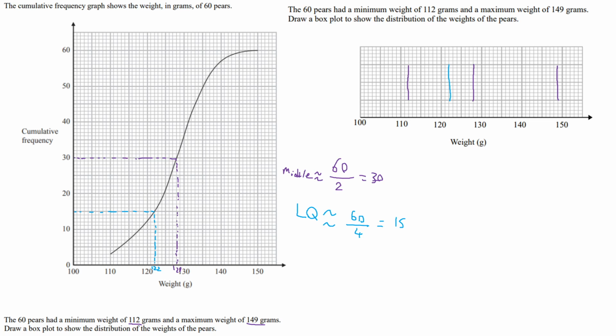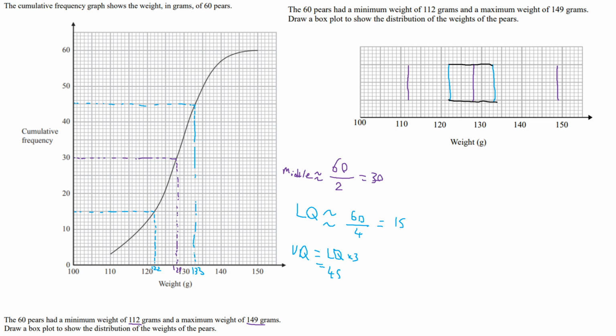Fantastic. And so the upper quartile, that's just going to be lower quartile times 3, which is just 45. And the 45th number corresponds to, let's go down the graph, 133. So let's go to the 133 here. There we go. And that is our box plot.